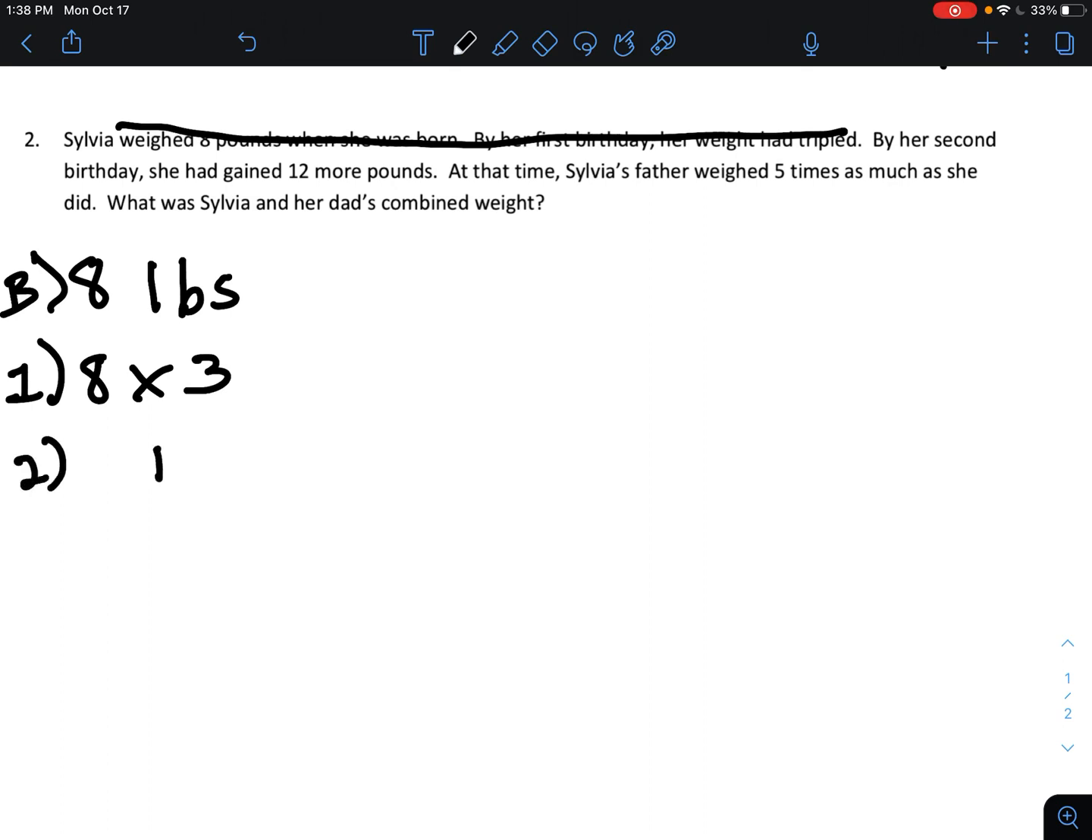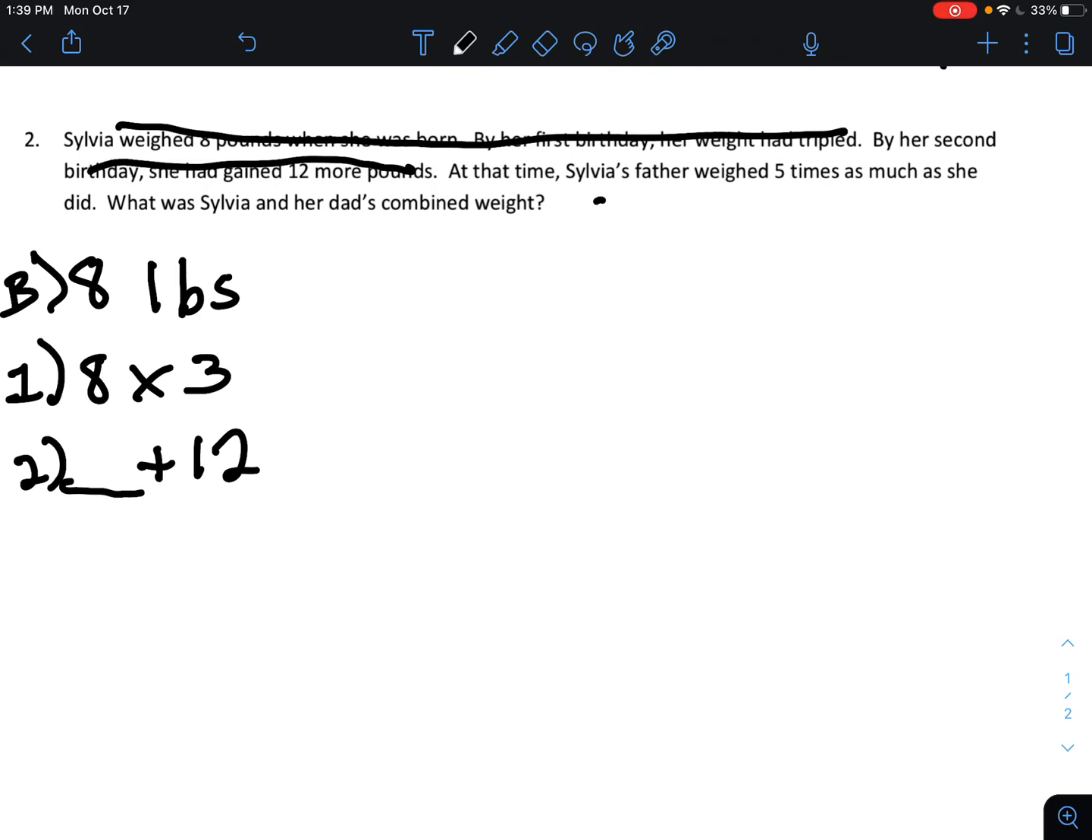That's right, so she was plus 12 from whatever she weighed at her first birthday, right? So at that time, Sylvia's father weighed, okay, so now they're talking about Sylvia's father. So what I would do is I would figure out what Sylvia weighs at this point. So let's go back. When she was born, she weighed 8 pounds. Her first birthday, she was 3 times that, and then 12 more pounds by her second birthday.